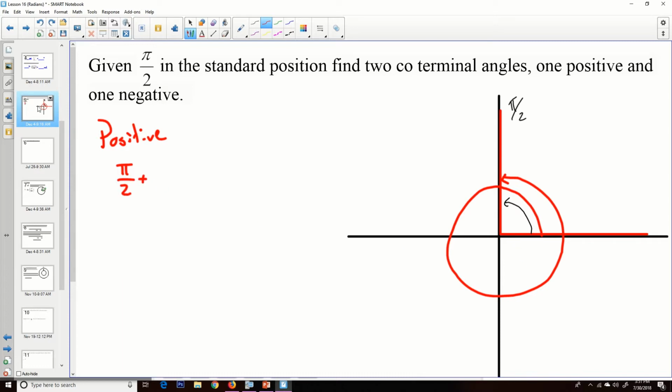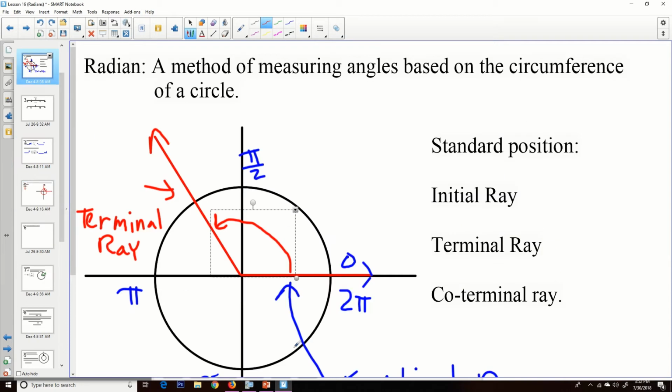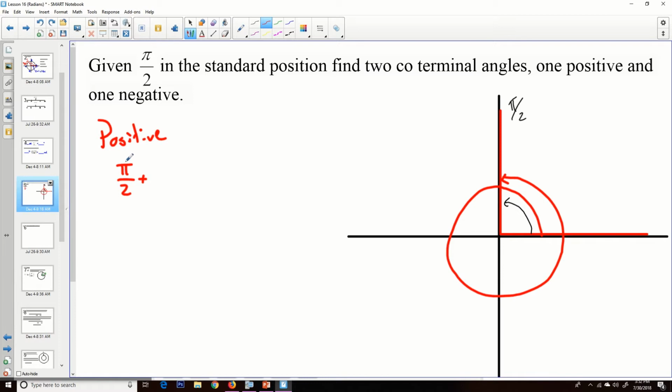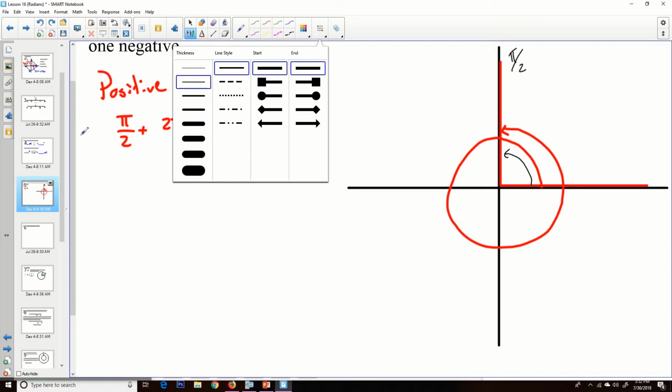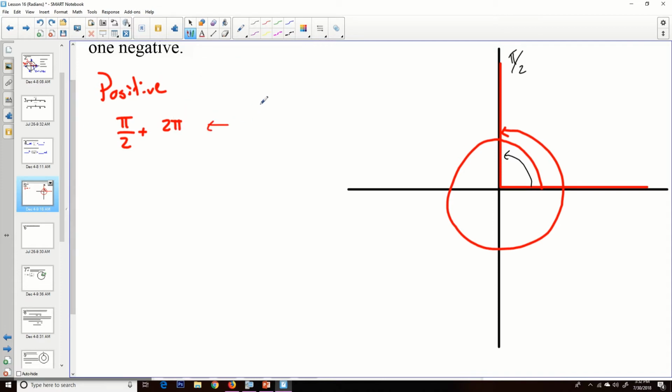Well, a circle we already know from a previous slide is 2 pi radians. So here's what we're going to do. We're going to take this pi over 2 and then we're just going to add 2 pi. Now we can't add that right away because we've got a fraction and a whole number here. So I need to convert this into like terms. I need to find common denominators.